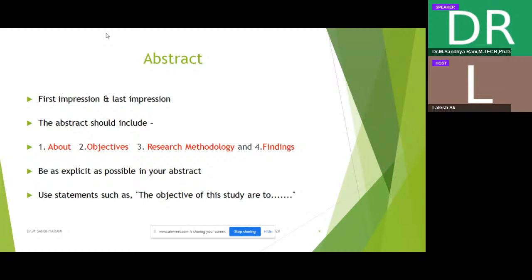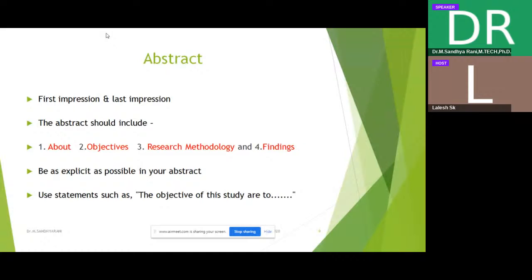So, if I do not do my research paper first, how can I write the abstract? How will I know the objective? How will I understand which methodology is the best? And how will I find out the findings? So just like the title, the abstract also is written at the end.